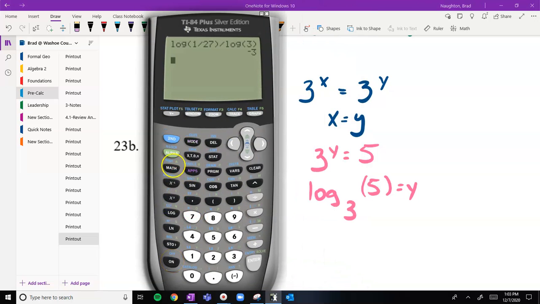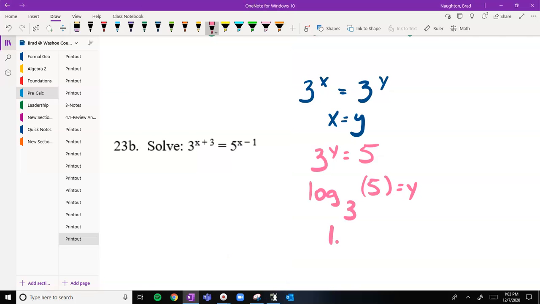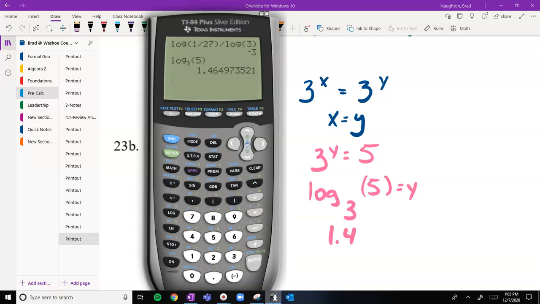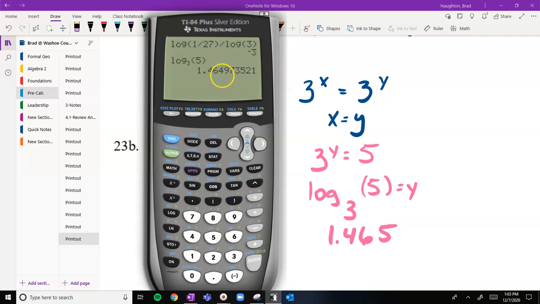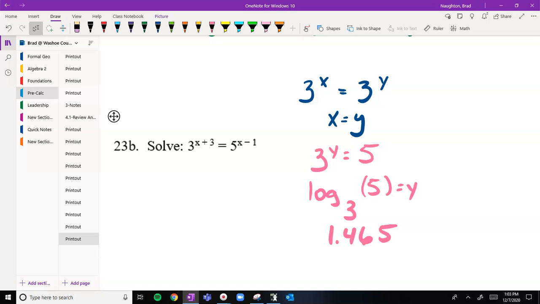So again, you go to math and you go up to log base, and if you don't have that, you have to do the common log rule. So this is going to be 1.46, and then we might as well say 5, because it looks like it's going to be right here. 49 is going to round up to 5 pretty easily. Okay, so what that means is that 3 to this power is going to give me 5.